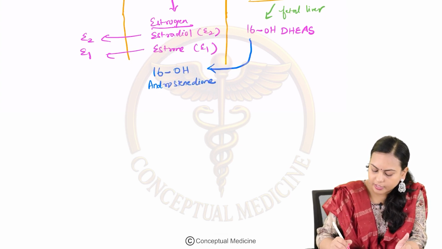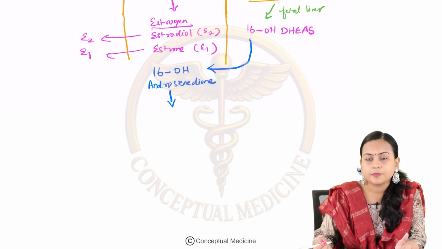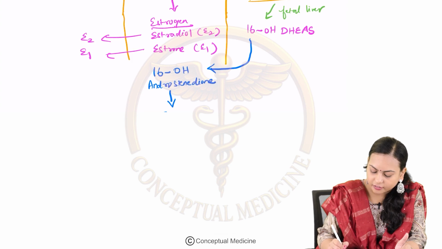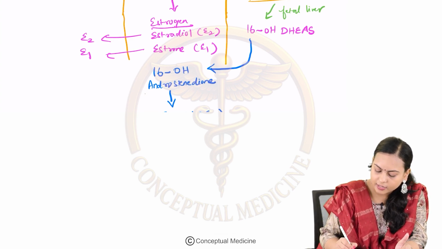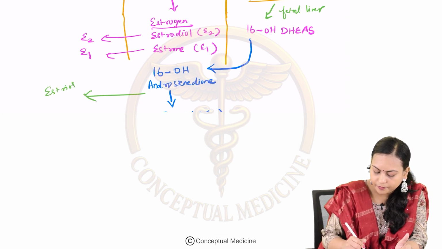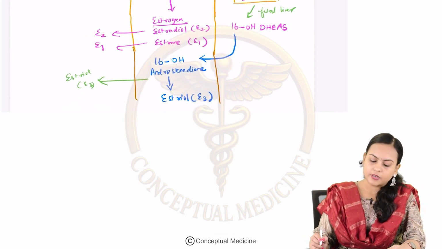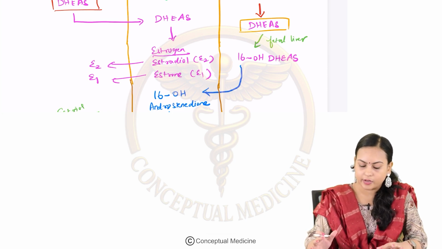After this conversion, this will be converted into one of the most important forms of estrogen. So tell me what it is? Yes, it is estriol. Okay, estriol is nothing but E3. Okay, now this E3 is going to travel into the maternal blood. Okay, can you see what has happened? So all these systems are working together, okay, to produce these various hormones.